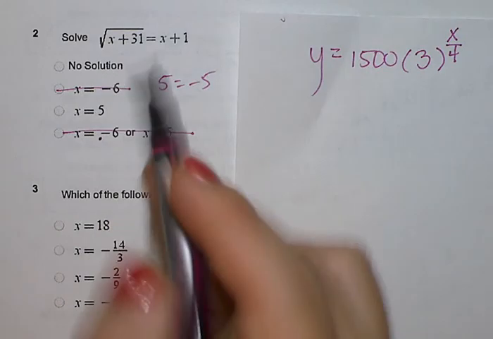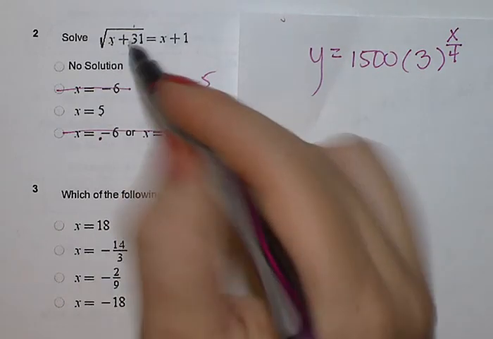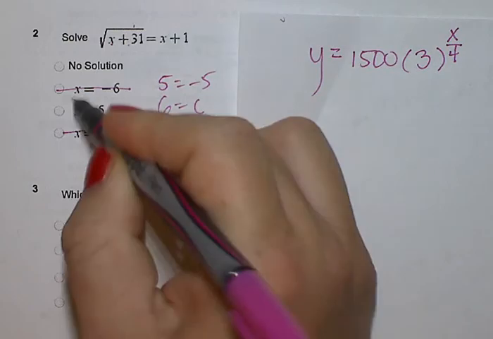Okay, here we go. 5. 5 plus 31 is 36. Square root of 36 is 6. 5 plus 1 is 6. That's your answer.